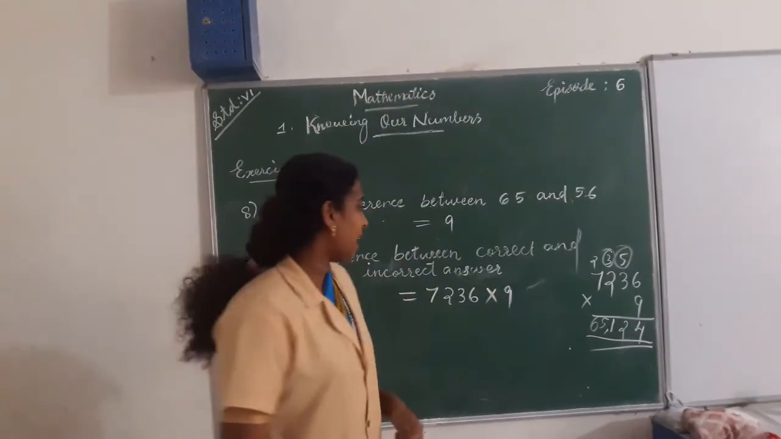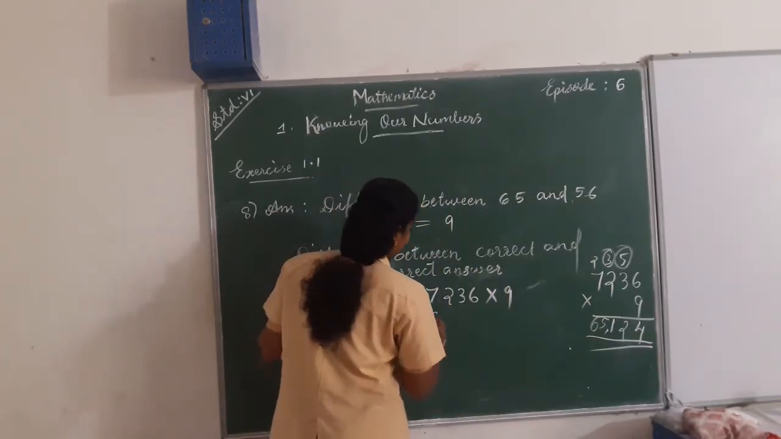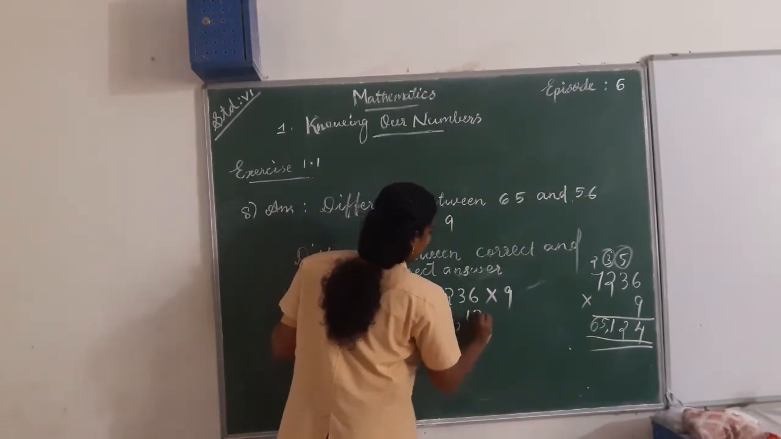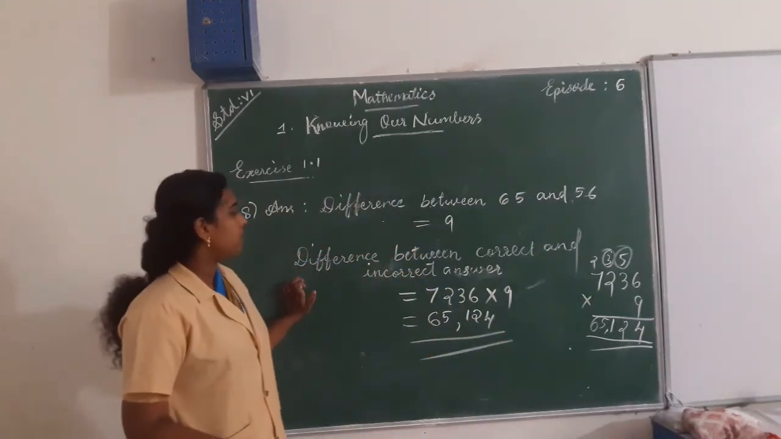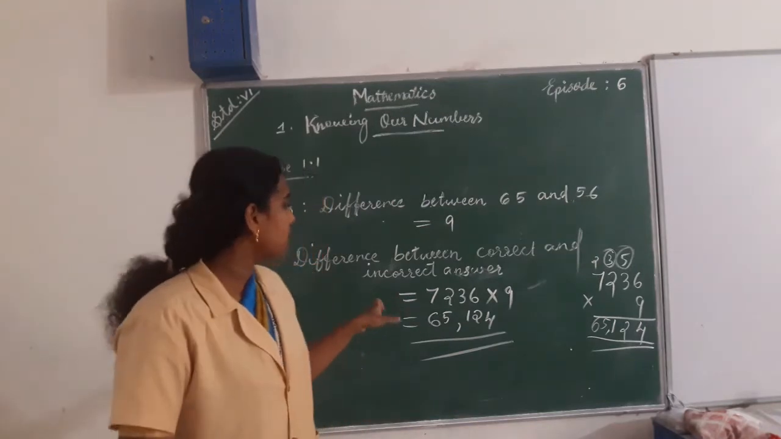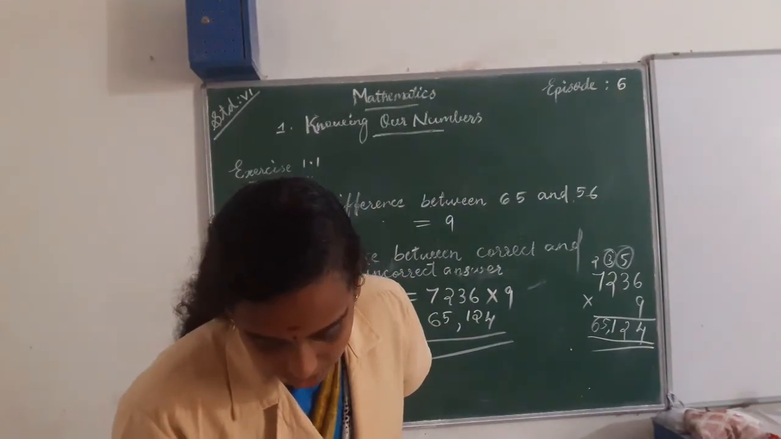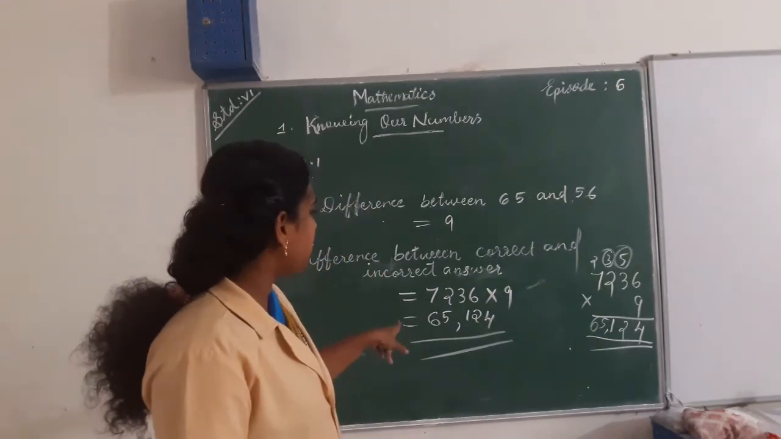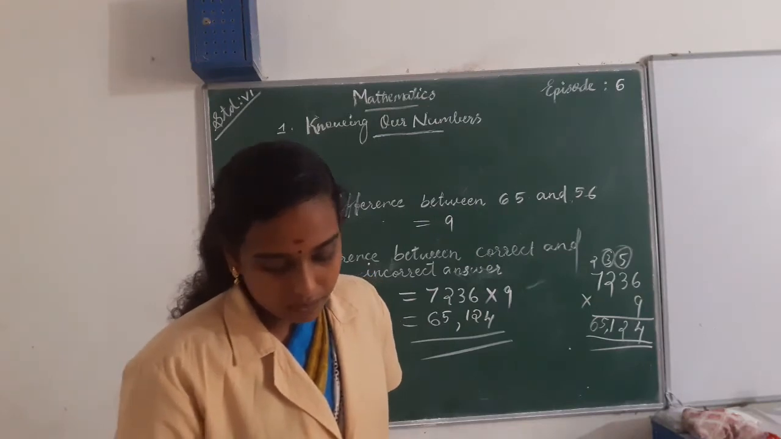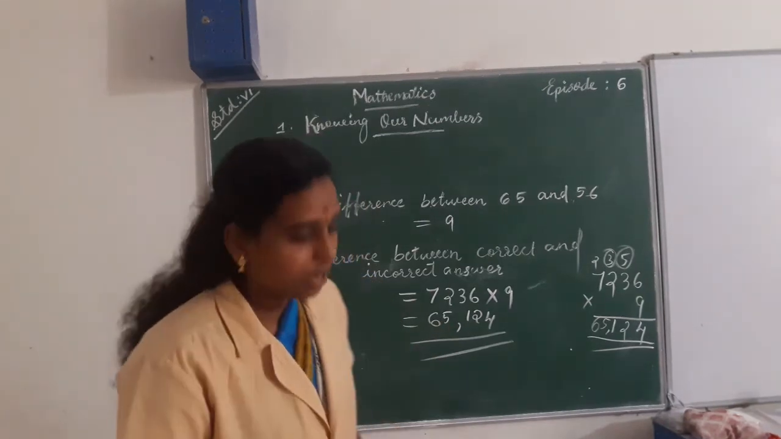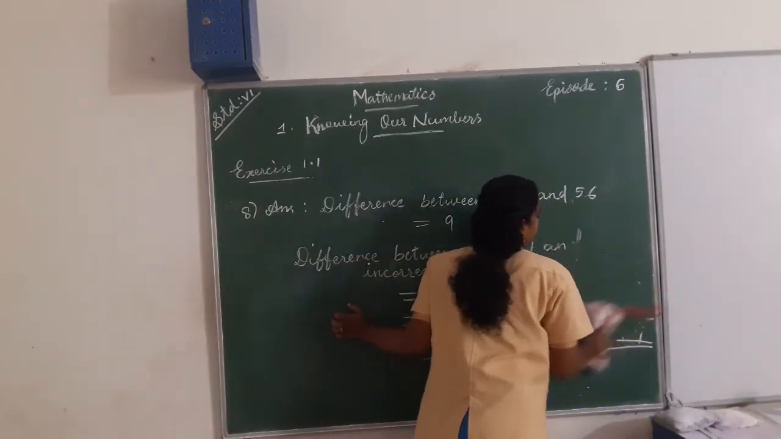So this is our answer, that is 65,124. So the answer is, the difference between the correct and incorrect answer is 65,124. So 65,124 was the answer, which is greater than the correct answer. Okay. So we move to the other question.